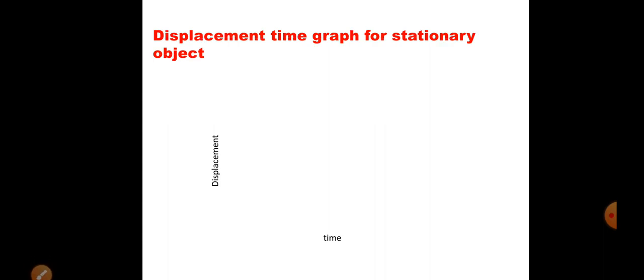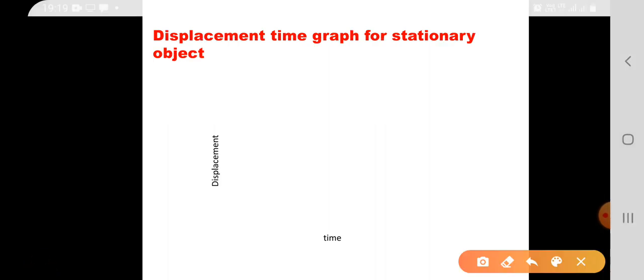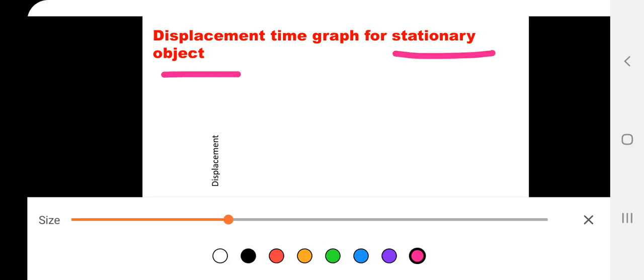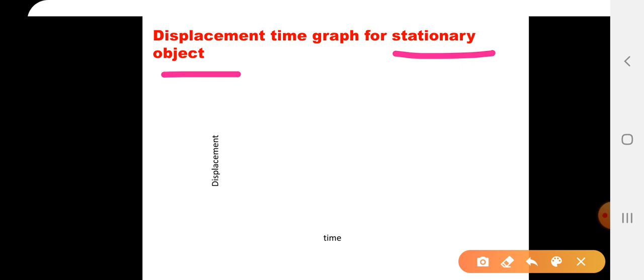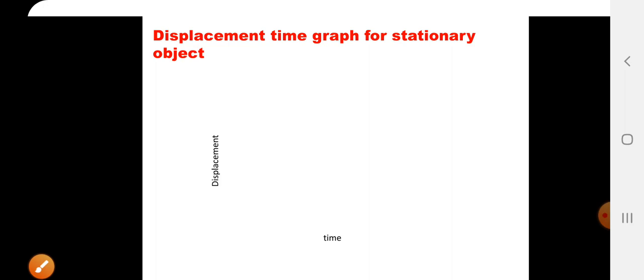So first graph is displacement time graph for a stationary object. Now what is a stationary object? What do you mean by stationary object? The object which is always at rest, which is not changing its position, is called a stationary object.